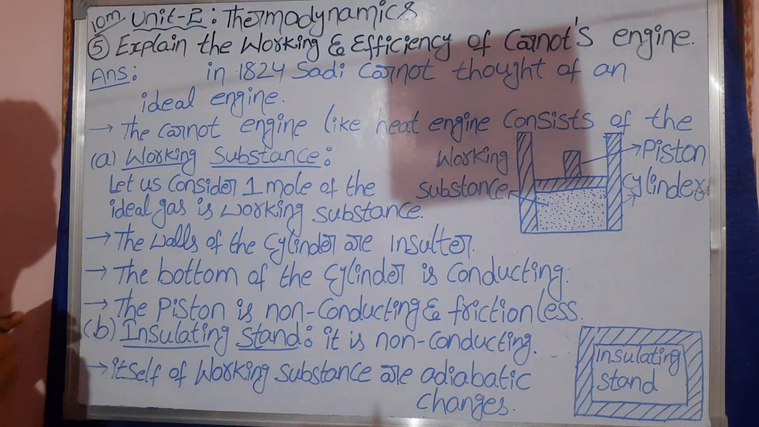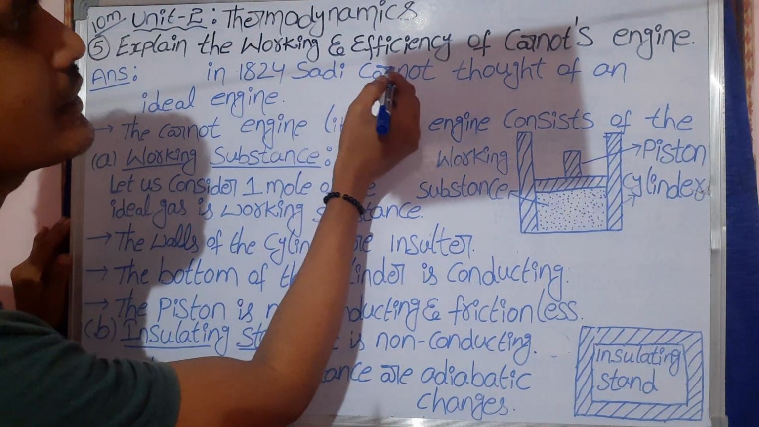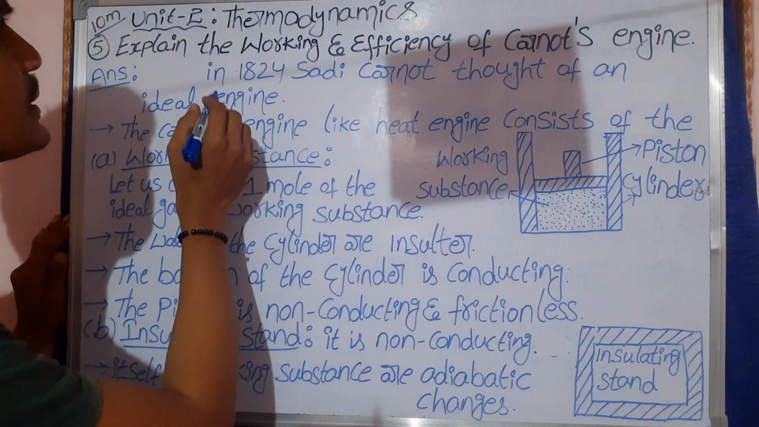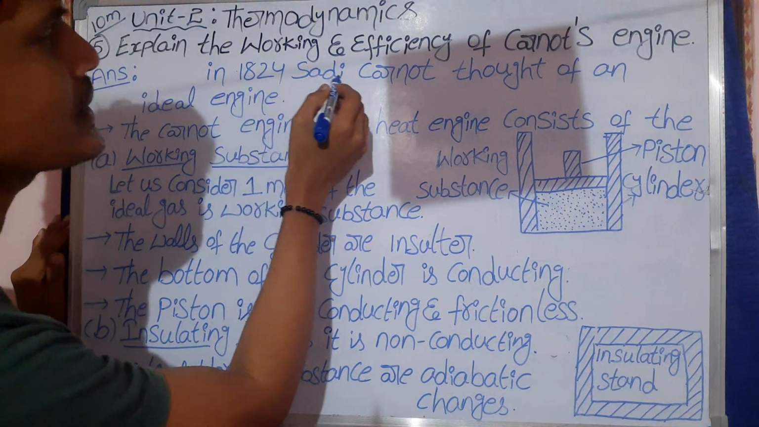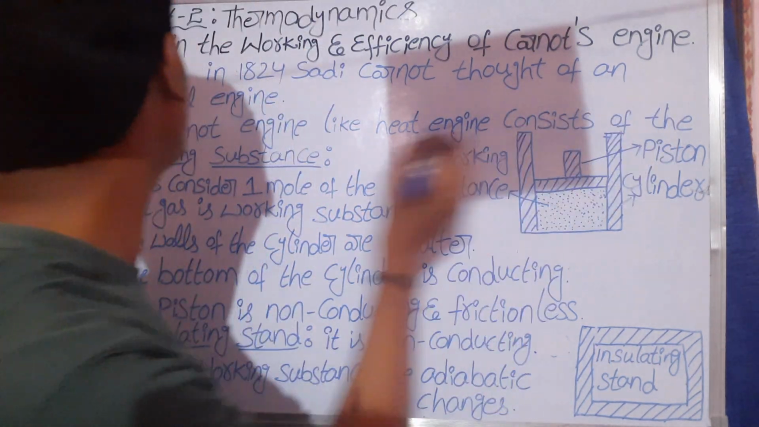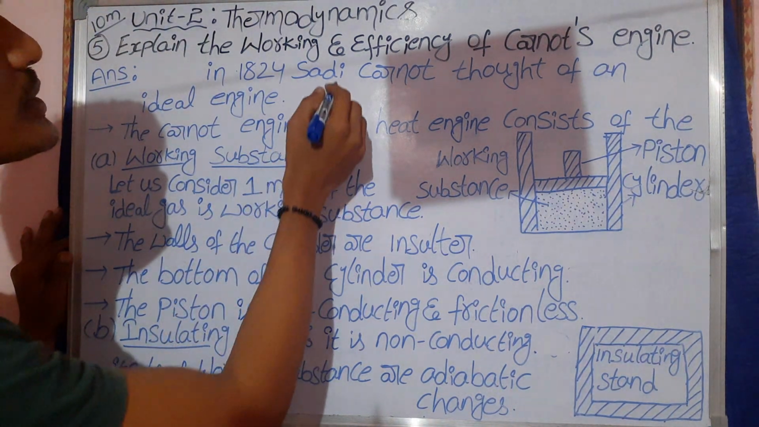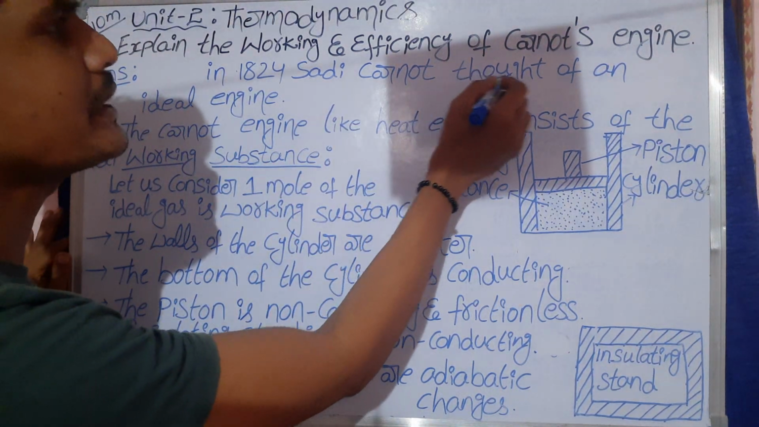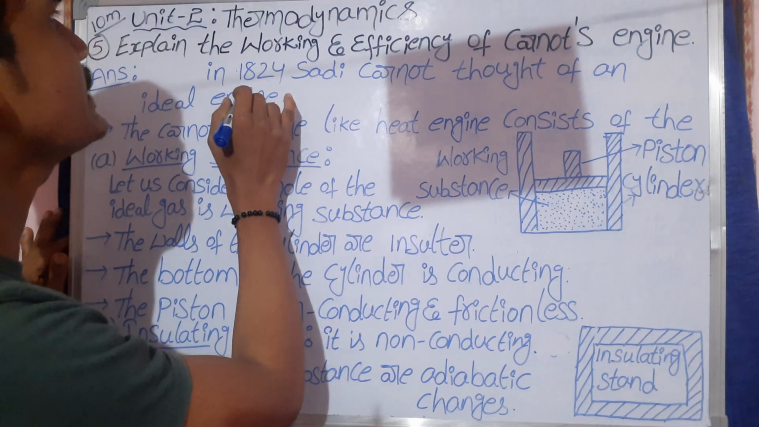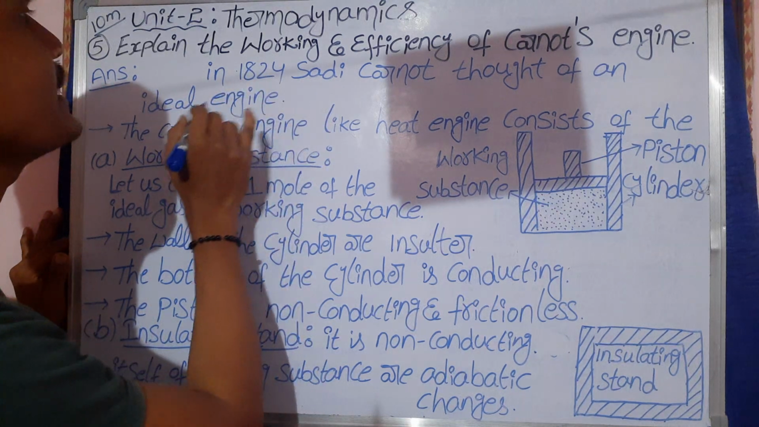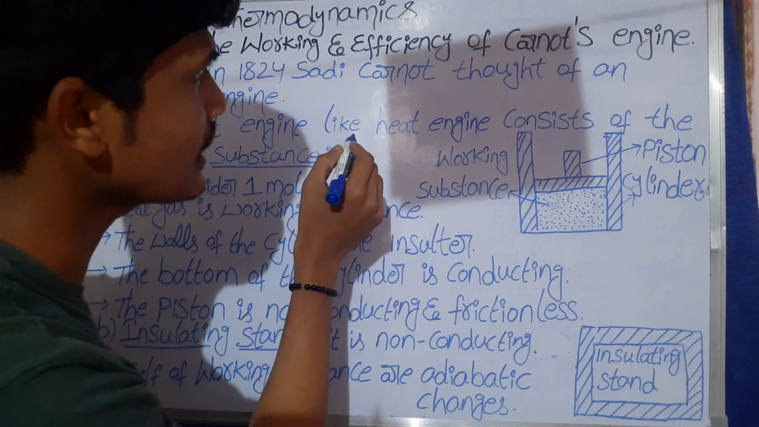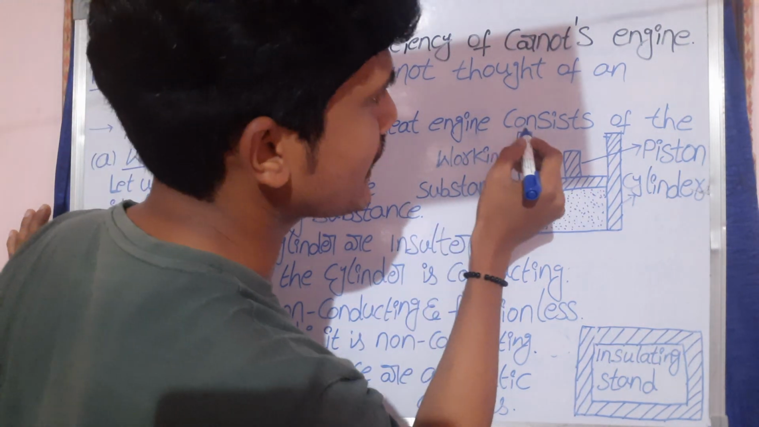A very important question: explain the working and efficiency of the Carnot engine. In 1824, Sadi Carnot thought of an ideal engine. So the Carnot engine, like a heat engine, consists of a number of parts.